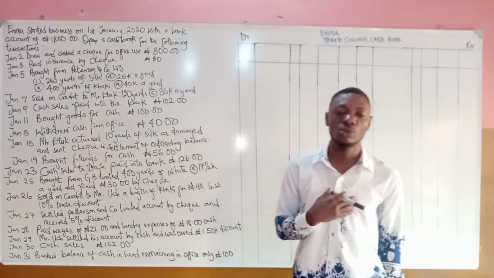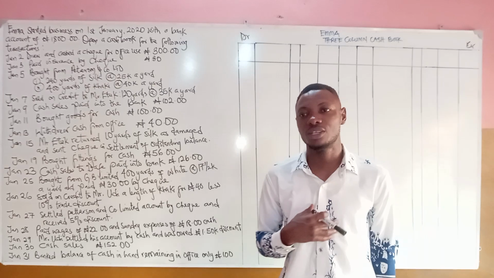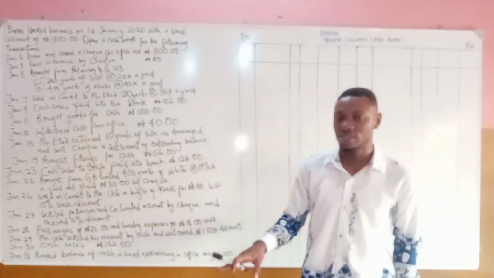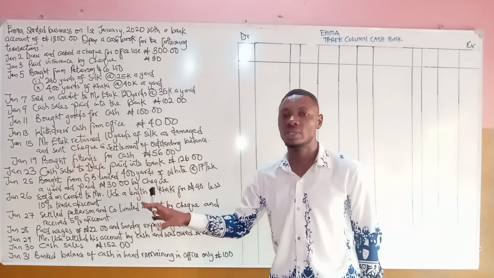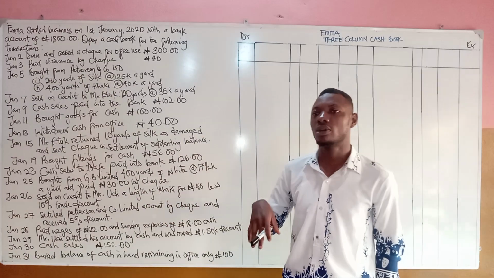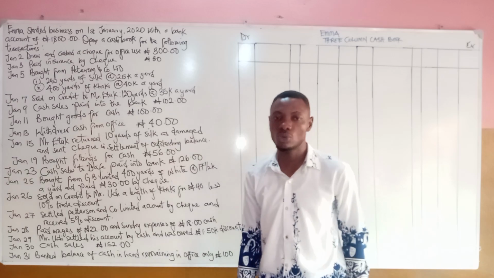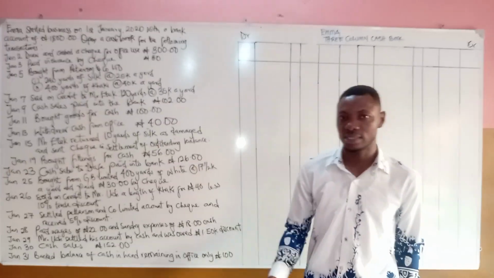Meaning, if I bought a good, a product from a retailer and I did not make prompt payment immediately, that particular transaction will not be recorded in the retailer's cash book. It will be recorded in the sales day book. The sales day book is a book that is open to record credit transactions.